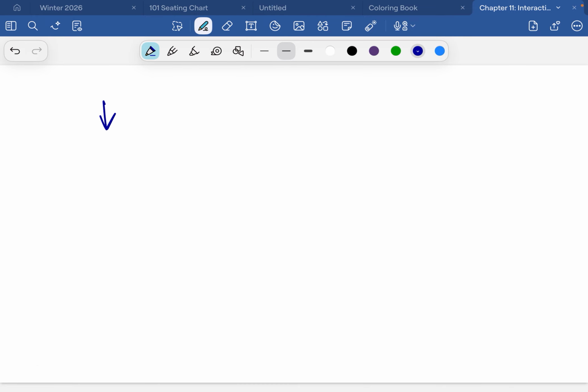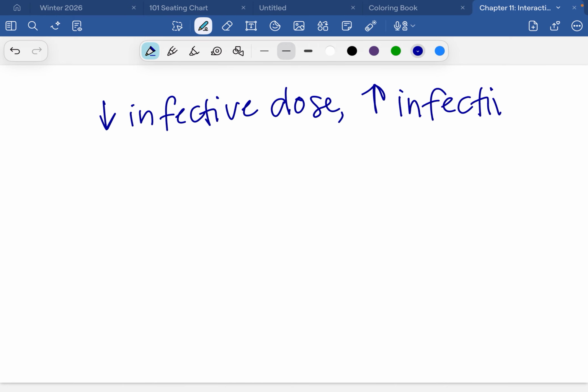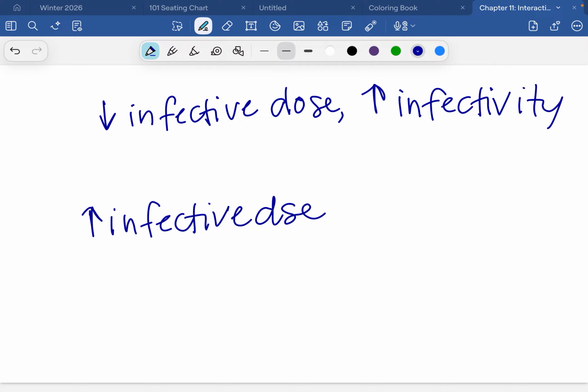Okay, so the lower the infective dose, the higher the infectivity. If something requires less amount to get in, if they only require 12 shots to make 10 baskets, they are a better basketball player. The lower the infective dose, the higher the infectivity, and the opposite is true. A higher infective dose means it has lower infectivity.